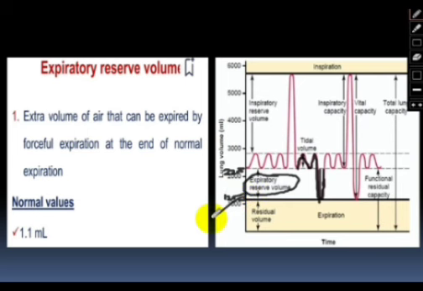Alright? So if you solve the mathematics, what will it give you? 1,000. Alright? Okay, this is 1,100. We're going to give you 1.1. So 2,200 minus 1,100 will give you what? 1,100 mils, which will now be 1.1 liters. And that is the normal value for the expiratory reserve volume.